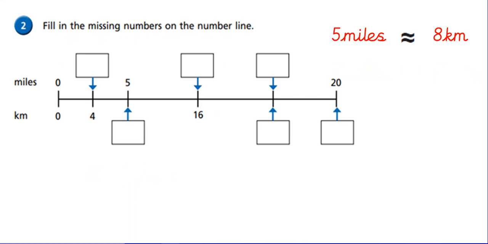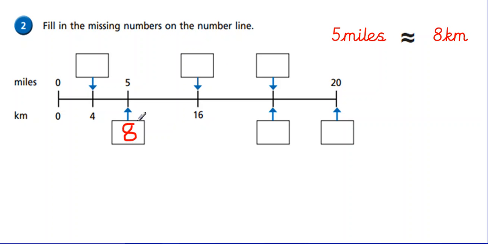Let's have a look at this one. So it says fill in the missing numbers on the number line. So you've got your miles across the top and you've got your kilometres across the bottom. So you've got some filled in but some missing. Okay? So first of all then, I know that this is 5 miles. I already know my kilometres to miles conversion for 5 miles, don't I? Because it's up here. So if we put that one in first of all, we've got 8 kilometres there.